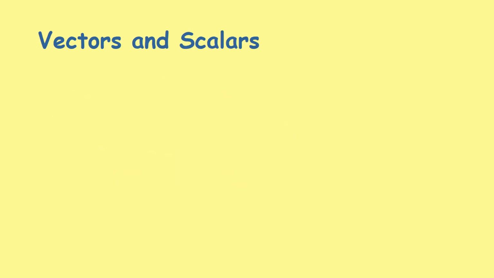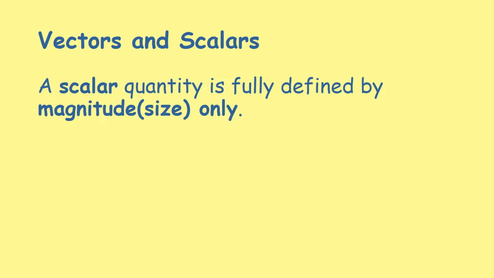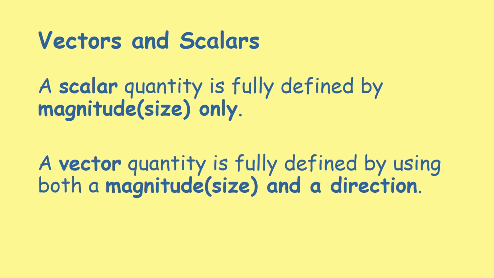Vectors and scalars. Remembering back from the past lesson, a scalar quantity is fully defined by magnitude only, where magnitude is the size of something. A vector quantity is fully defined by using both a magnitude and a direction.